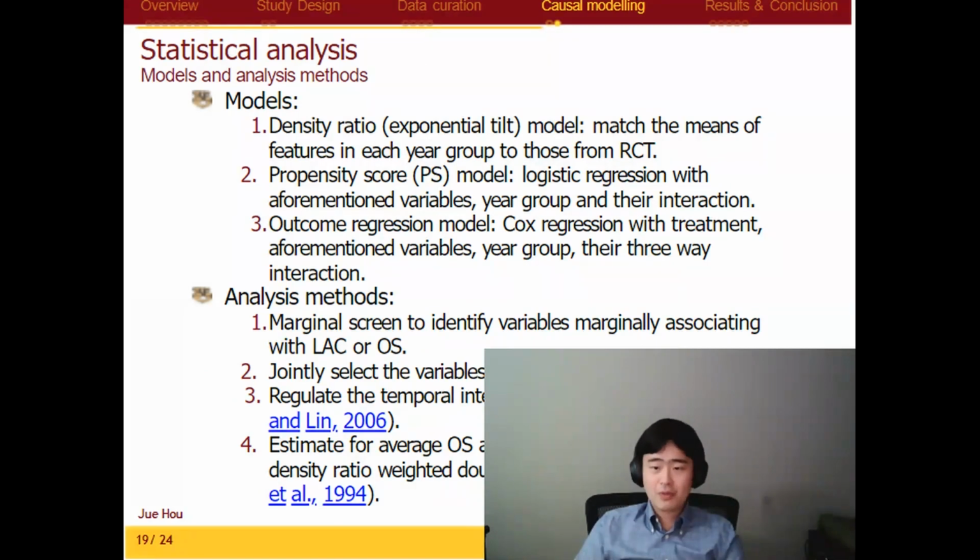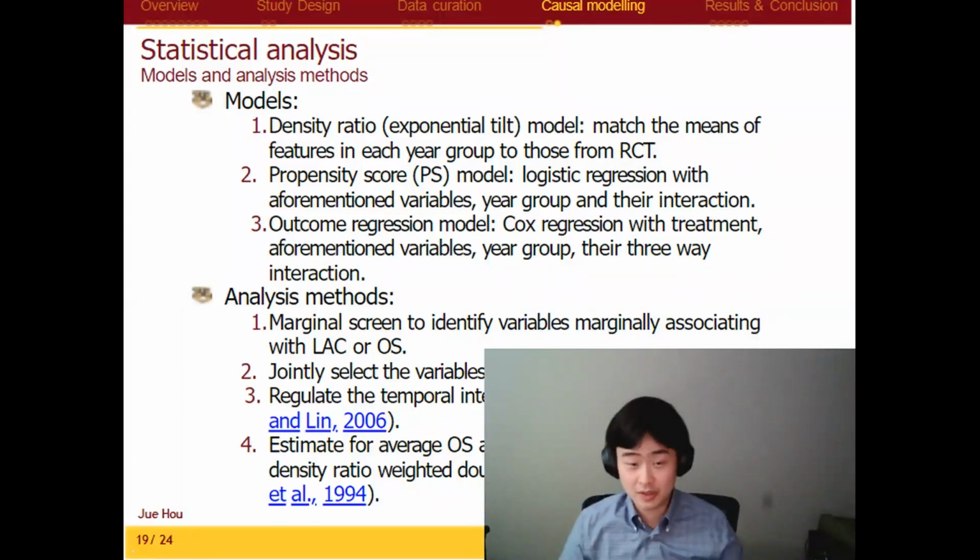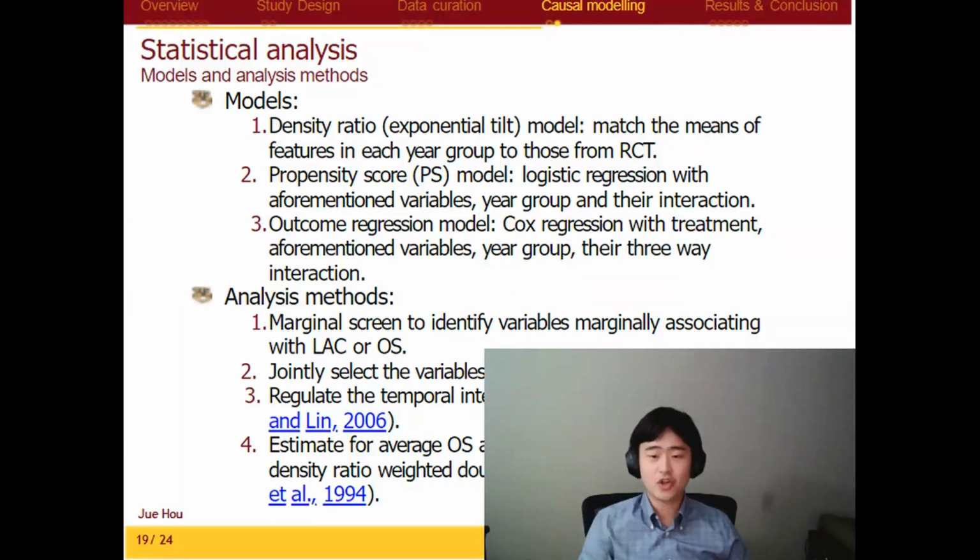And we have 3 models. First, to describe the patient characteristic distribution difference between the EHR population and the RCT population, we use an exponential tilt density ratio model. Then we use a logistic regression model to describe the treatment assignment mechanism, or the propensity score. Then we use a Cox model for the outcome regression, describing the overall survival for each arm.